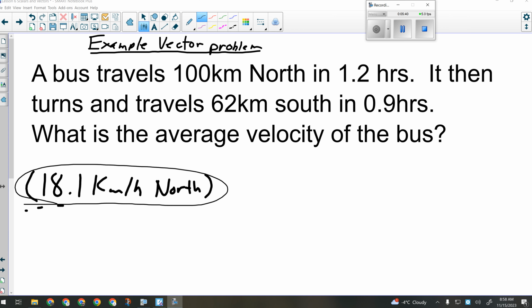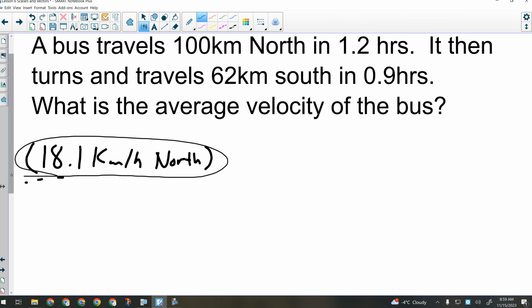North. So here's what we need to do in a question like this. We need to break it up into the two parts. Part 1 and part 2.